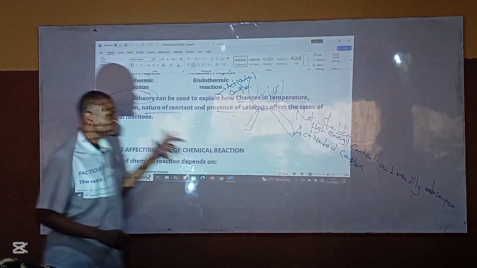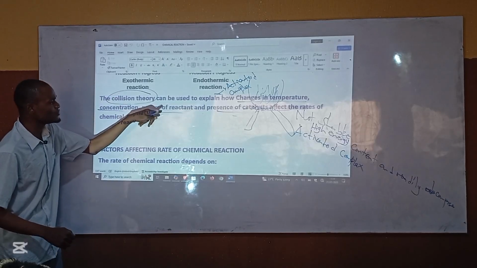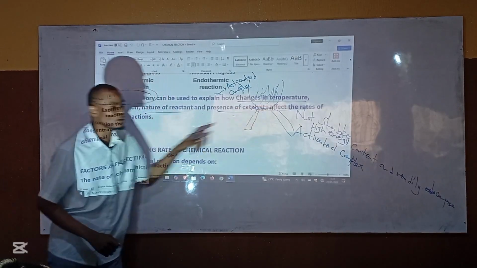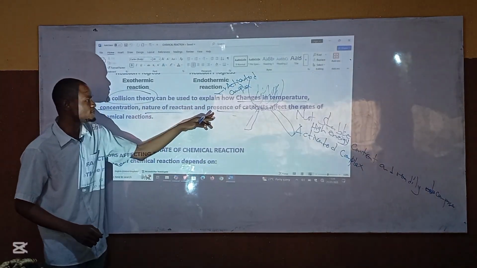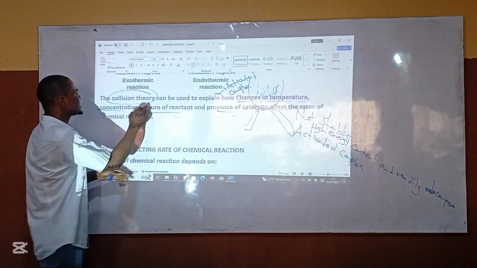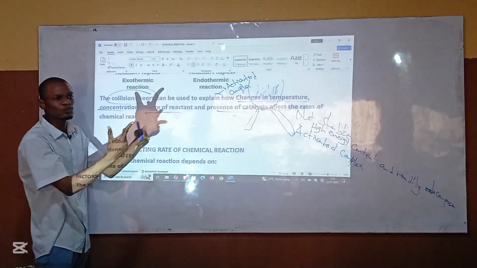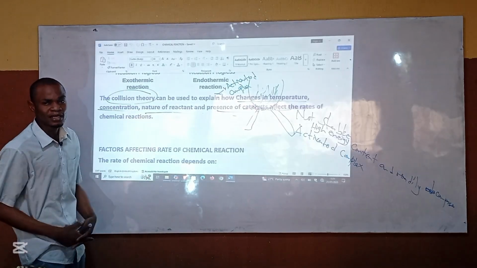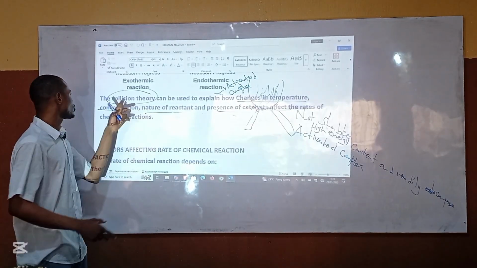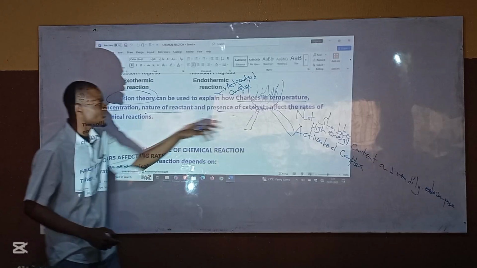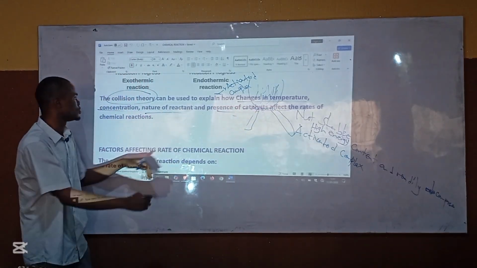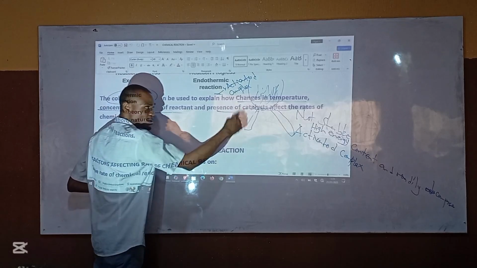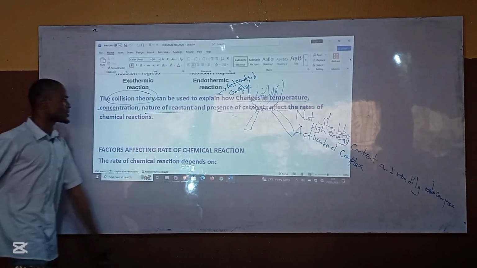Concentration, how is it affecting the rate of chemical reaction? Nature of reactant, how is it affecting the rate of chemical reaction? We can use collision theory to also explain the nature of reactants. If those two reactants don't like each other, will they collide? So collision theory can be used to explain how the nature of reactant affects your chemical reaction, and the presence of a catalyst can also be explained.